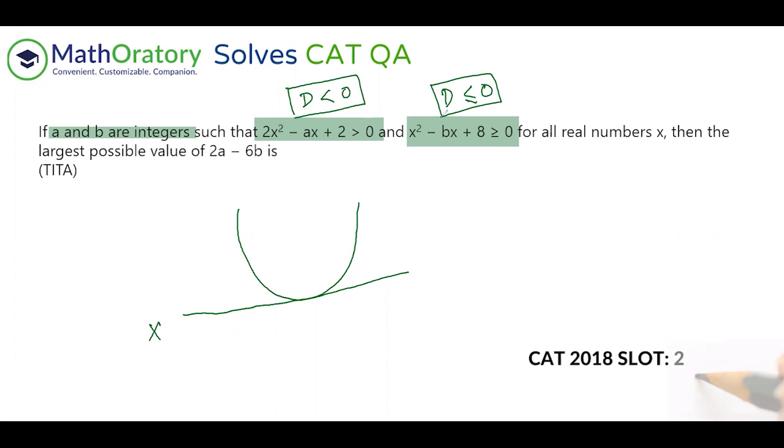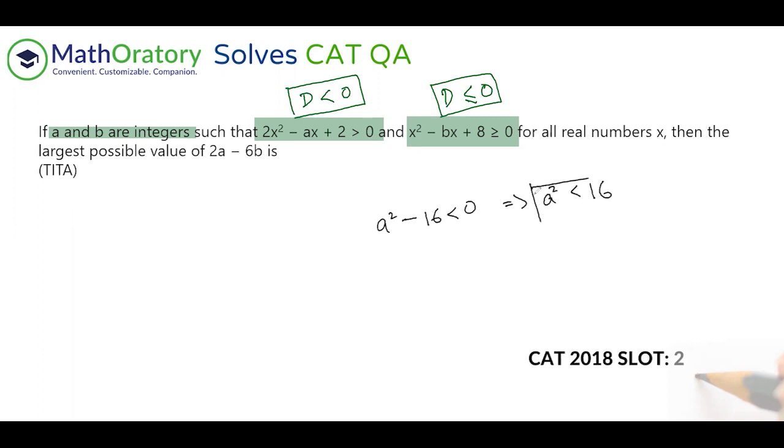Then the largest possible value of 2a minus 6b is what we need. These are the two discriminants that we need to compare, so all we have to do is solve this. For the first condition, the discriminant is a² minus 4 into 4, so that is minus 16, which is less than 0. This implies a² is less than 16.